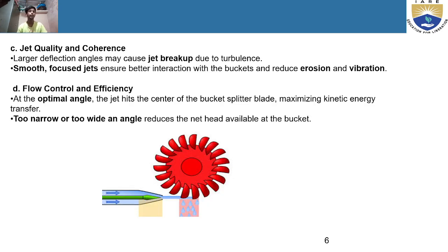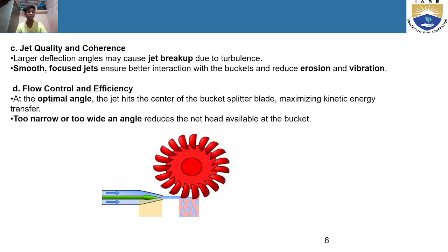Next is jet quality. Larger deflection angle causes jet breakup due to turbulence. A smooth, focused jet ensures better interaction with the buckets and reduces vibration.